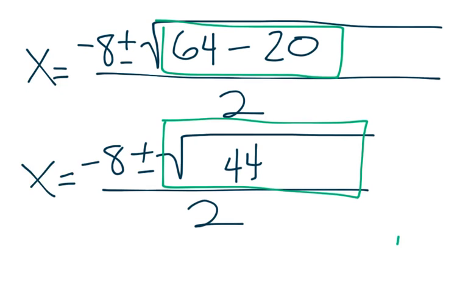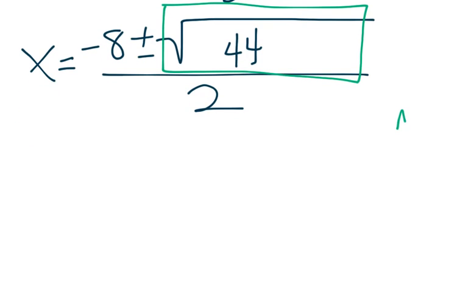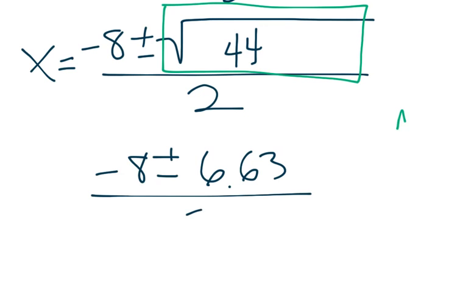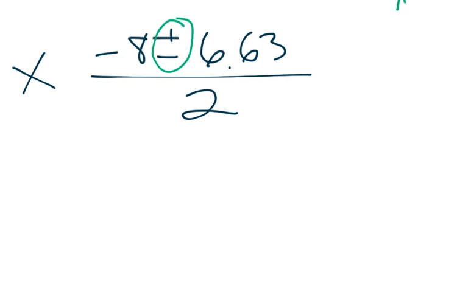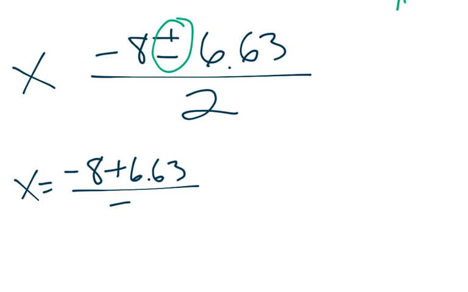So we're going to say plus or minus, and when we do the square root of 44, it's 6.63 over 2. Okay, so what we're going to do now is, because this is a plus or minus sign, these are actually representing 2 different numbers. We have negative 8 plus 6.63 or negative 8 minus 6.63. So we're going to separate them into 2 different equations. So we have x equals negative 8 plus 6.63 over 2, or x equals negative 8 minus 6.63 over 2.